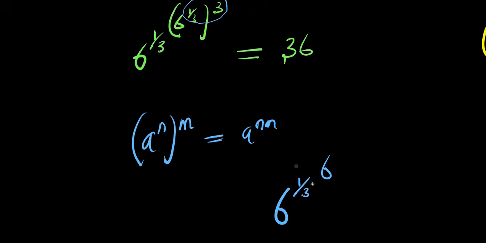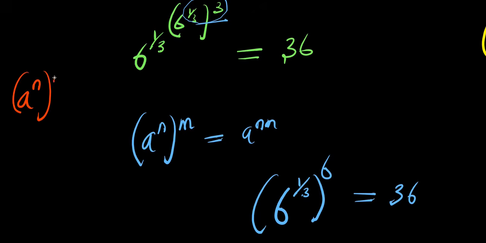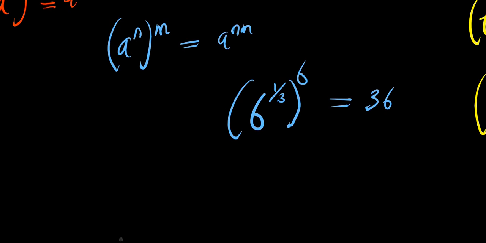So because of that, I can put the bracket here. And this equals 36. After eliminating this exponent, I can put the bracket here so that I can make use of this same identity again: a power n, raised to the power of n, equals a power n times n. So from here, I have 6 power 1 over 3 times 6, that is 6 over 3, equals 36.